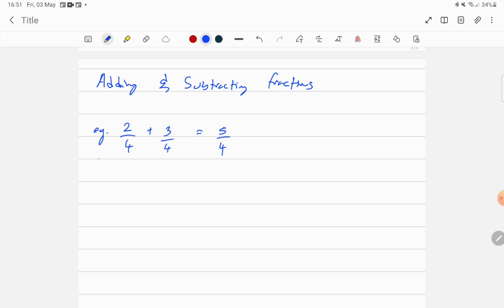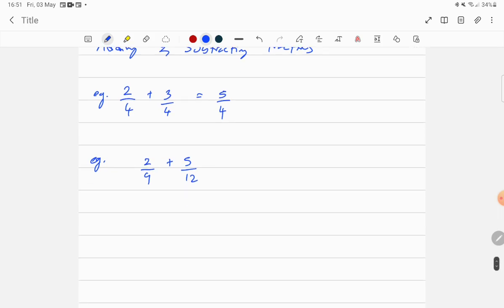But now, if you have an example where the denominators are not the same, so for example 2 over 9 plus 5 over 12, you see now you have a problem where these denominators are different. In order for us to add or subtract fractions, so this works for addition and subtraction, we need to find the lowest common denominator, our LCD.